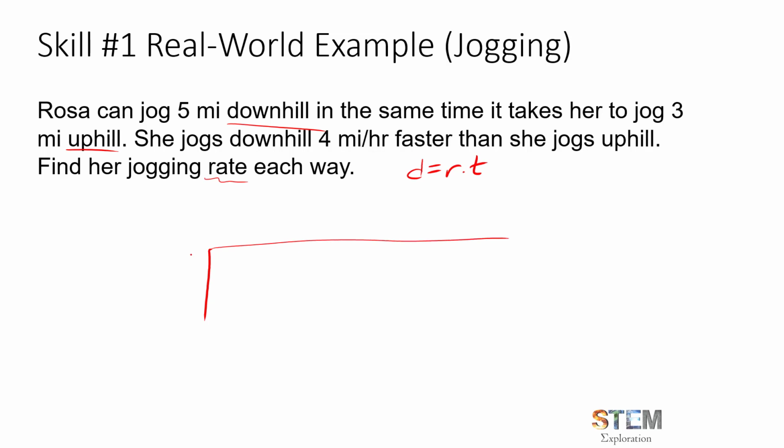In the rows, I'm going to list out the things that I want to compare. So I want to be able to compare Rosa jogging downhill and see how that compares to Rosa jogging uphill. So what I want to put here are the things I want to compare.